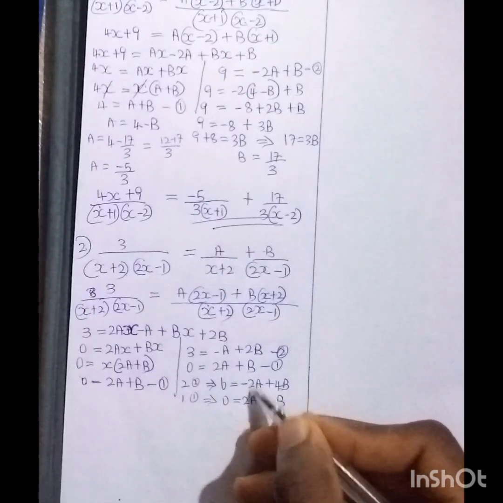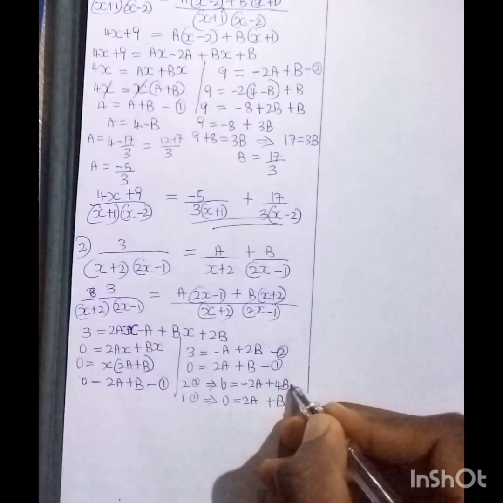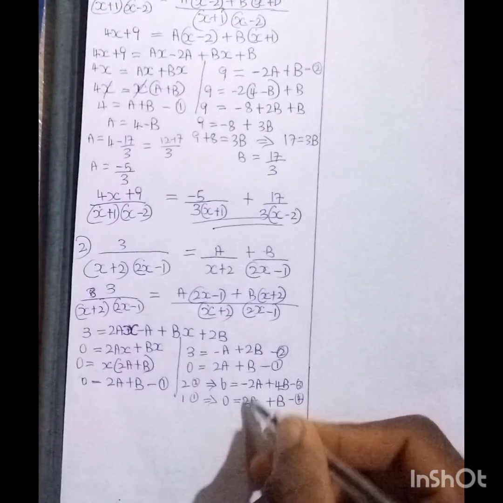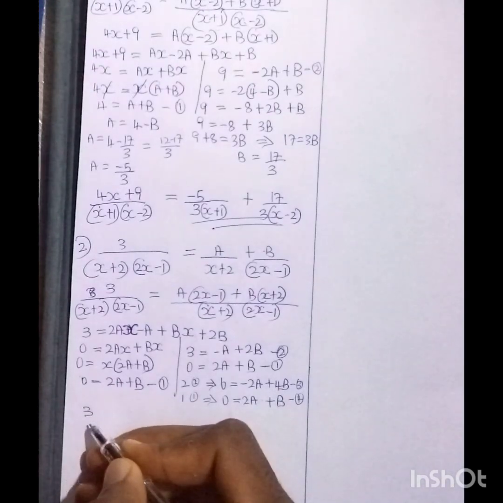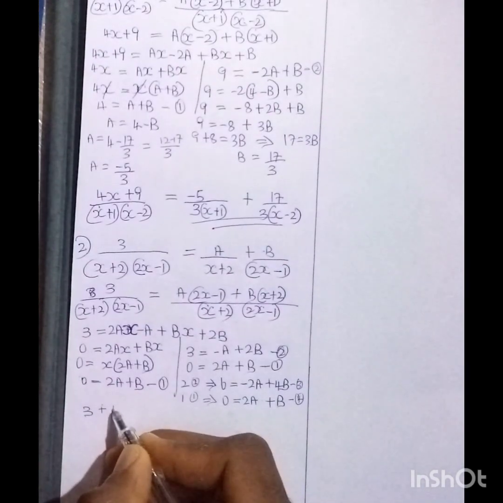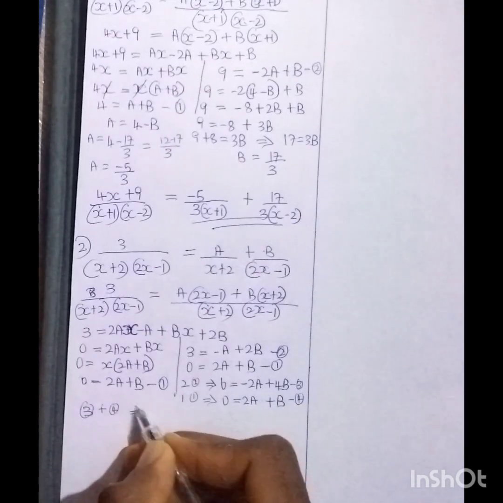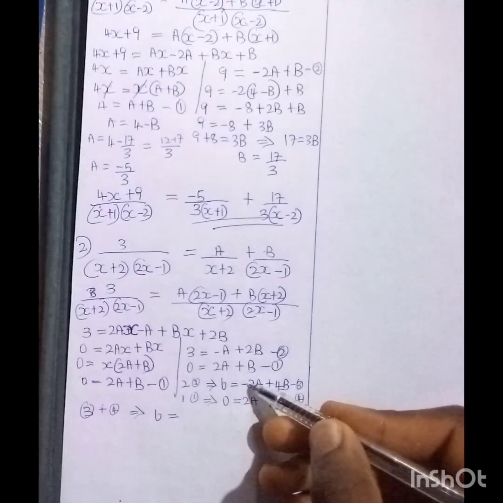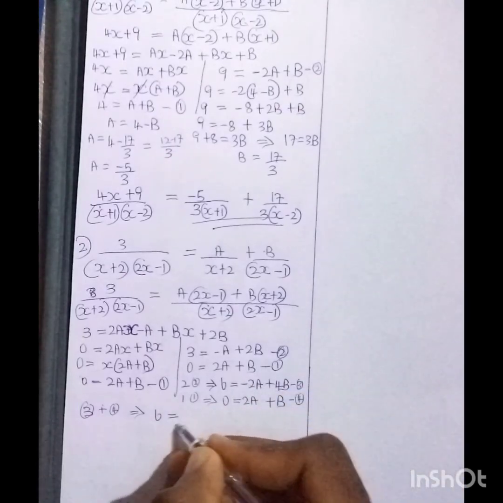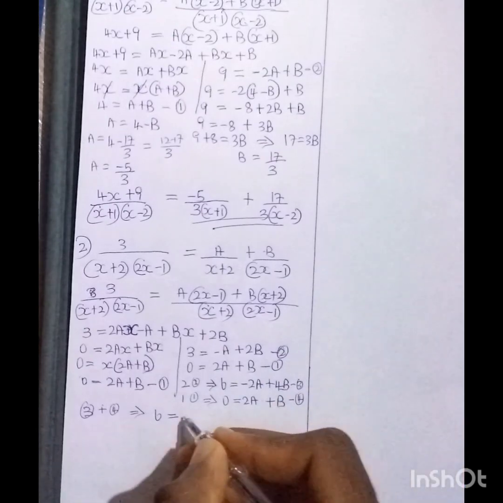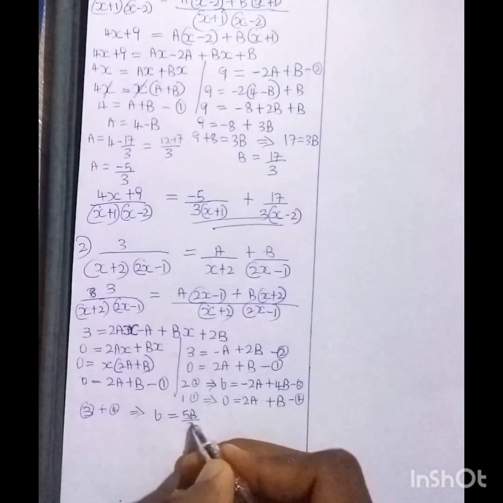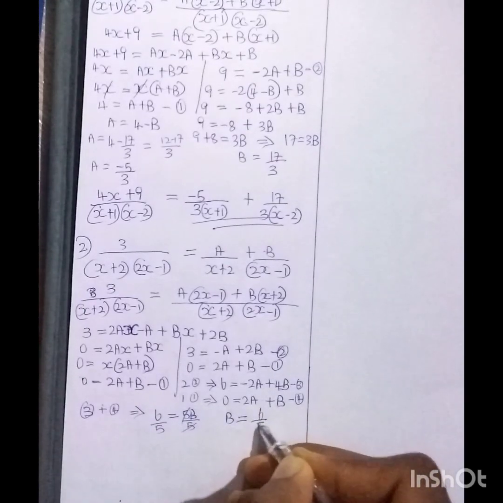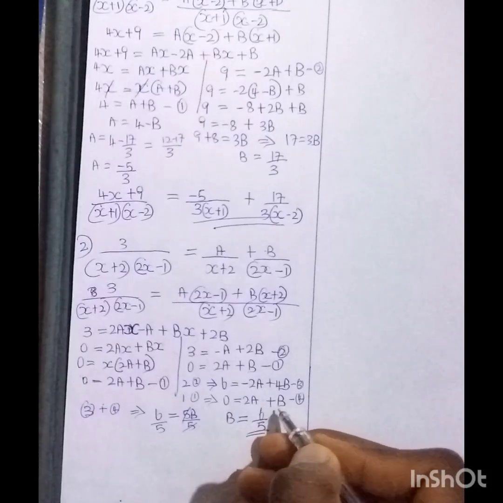Let's call this one equation 3 and this one equation 4. Equation 3 plus equation 4 will give us 6 plus 0, 6, minus 2a plus 2a, 0, 4b plus b, 5b. Dividing both sides by 5, b equals 6 over 5. This is our b.